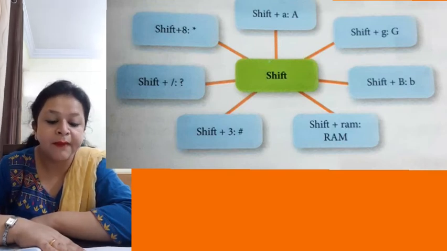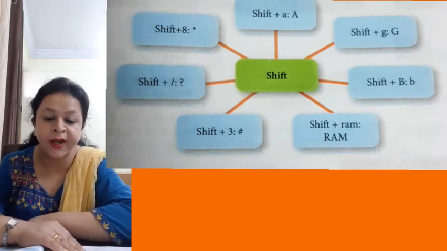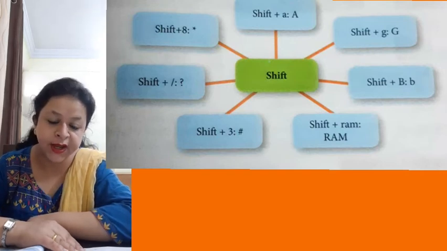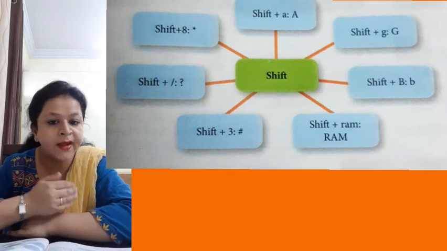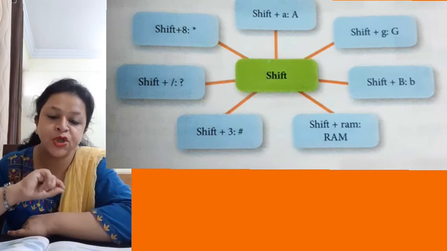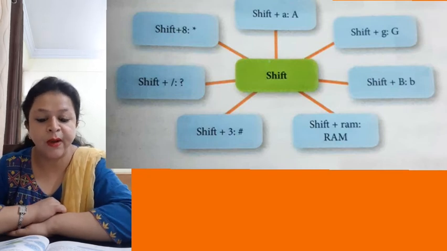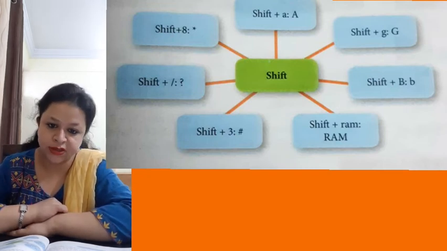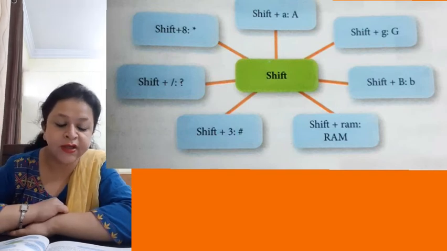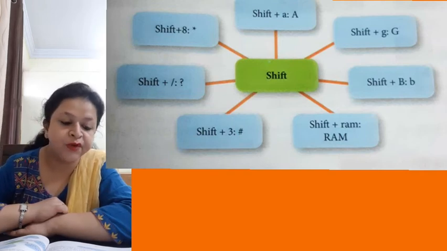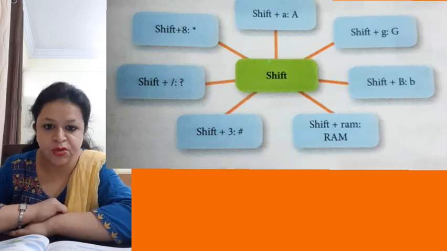Now, when the Caps Lock key is engaged, the Shift key can be used to type lowercase letters. When Caps Lock is on, you can use the Shift key for lowercase letters, so that if you need your letters to stay small while Caps Lock is engaged, you can press the Shift key to get lowercase letters: small a, small b, small c, like this. Okay, then there is another diagram here. Shift plus 8, Shift plus A capital A, Shift plus G small g capital G, Shift plus B small b. Can you see? Yes, you can do all these operations.